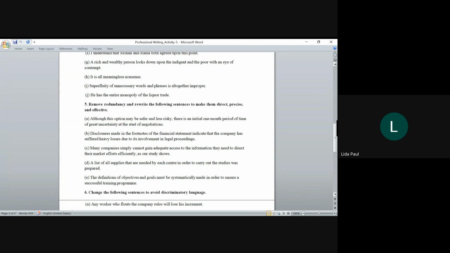Okay. Let's go to B. We'll work on sentence B. Disclosures made in the footnotes of the financial statement indicate that the company has suffered heavy losses due to its involvement in legal proceedings.